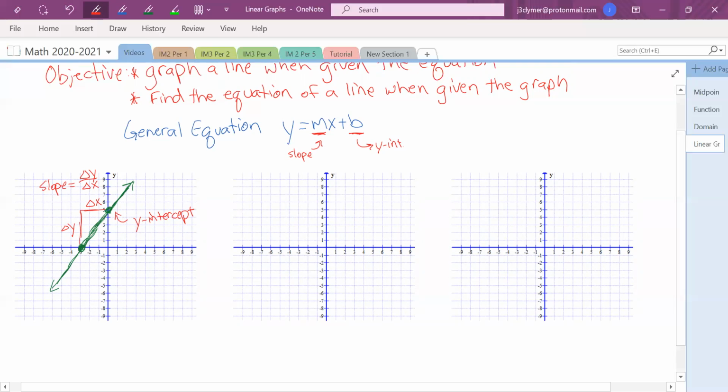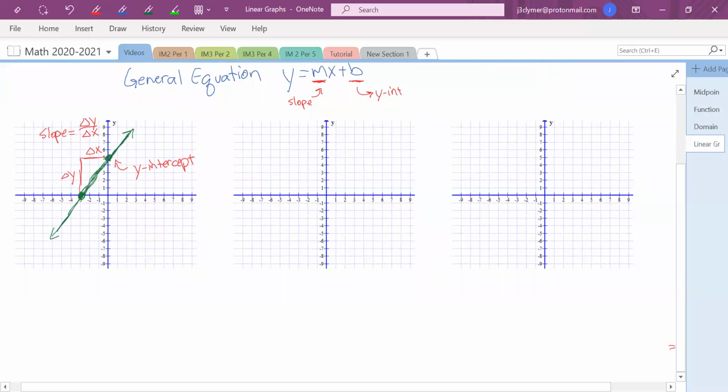All right, so given that general equation of the line, we take a look at this over here and say, hey, can I find my slope by looking at this particular problem? And the answer is yes. I can figure out how much I'm going up to get from this point to this point.